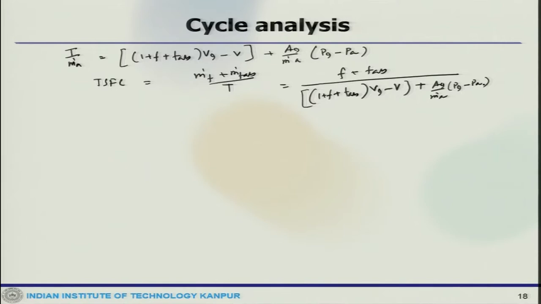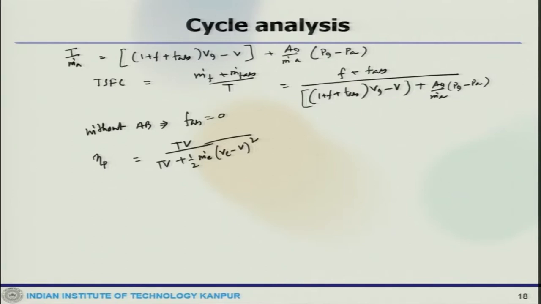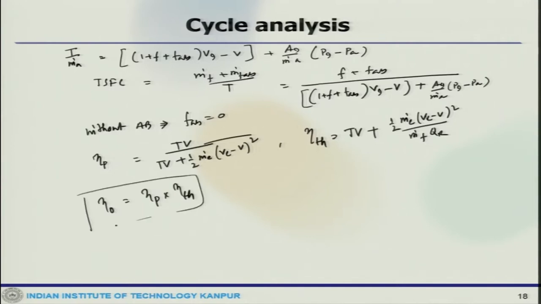Obviously, when the afterburner is not on, without AB, f_AB would be 0. Now, we also have the propulsive efficiency, eta P, which is TV by TV plus half m dot e (Ve − V) squared, where m dot e is the exit mass flow rate and Ve is the exit velocity. Similarly, we can write the thermal efficiency, which is TV plus half m dot e (Ve − V) squared, by m dot f Q_R. The overall efficiency would be eta P times eta thermal. So that's how you can find it out.